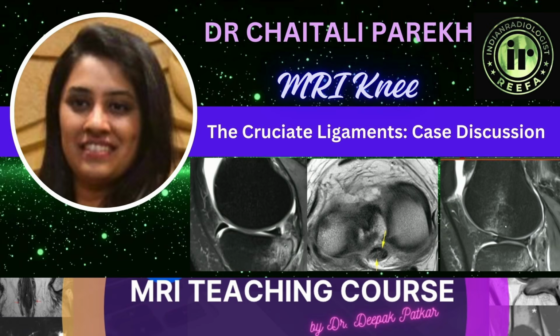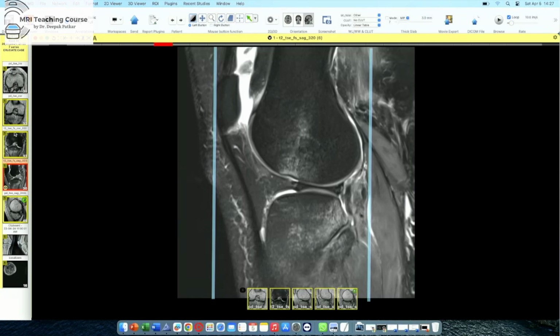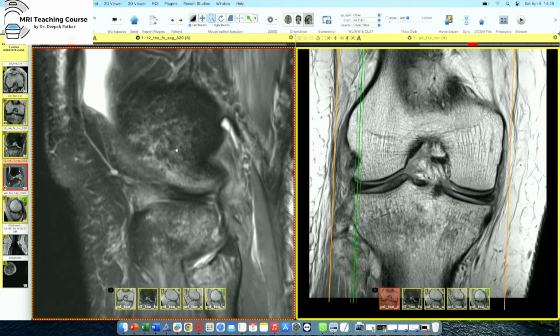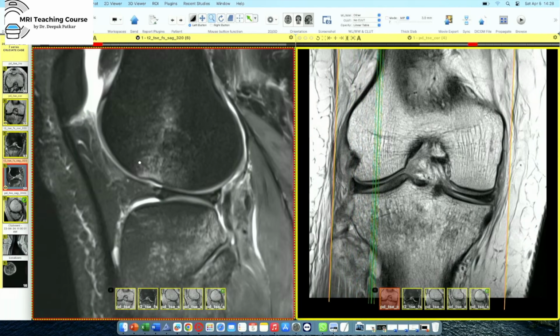So before we go on to the cruciate ligaments, there is not much in the anatomy, so I'll explain directly over here on the cases. So let's look at case 1. Now this is a slightly longer case. I'm going to start from lateral to medial. All right. So what do you see?